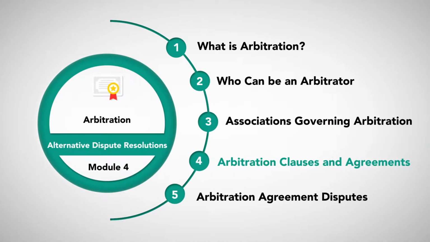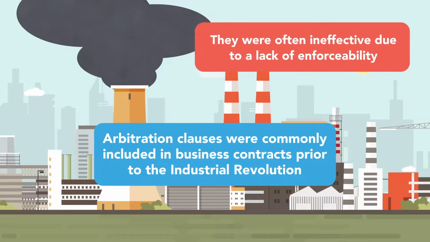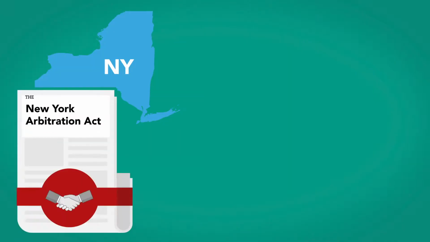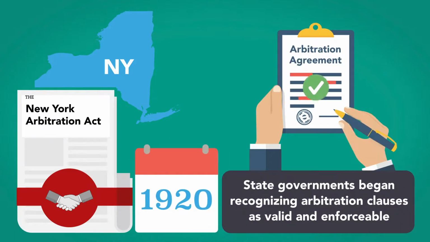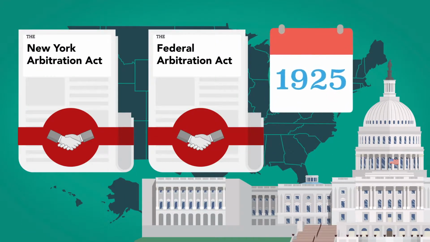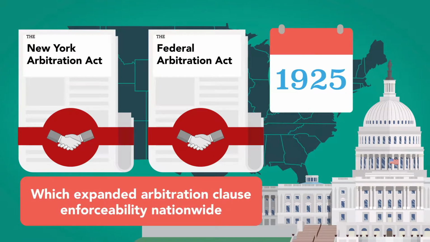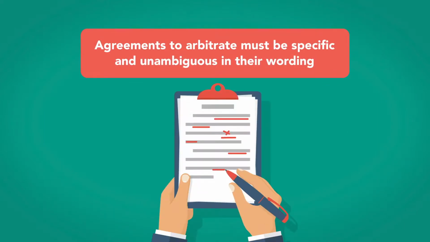Arbitration clauses and agreements. Though arbitration clauses were commonly included in business contracts prior to the Industrial Revolution, they were often ineffective due to a lack of enforceability. It was not until the New York Arbitration Act in 1920 that state governments began recognizing arbitration clauses as valid and enforceable. The New York Arbitration Act was later followed by the United States Arbitration Act of 1925, which expanded arbitration clause enforceability nationwide. To be valid and enforceable, agreements to arbitrate must be specific and unambiguous in their wording.